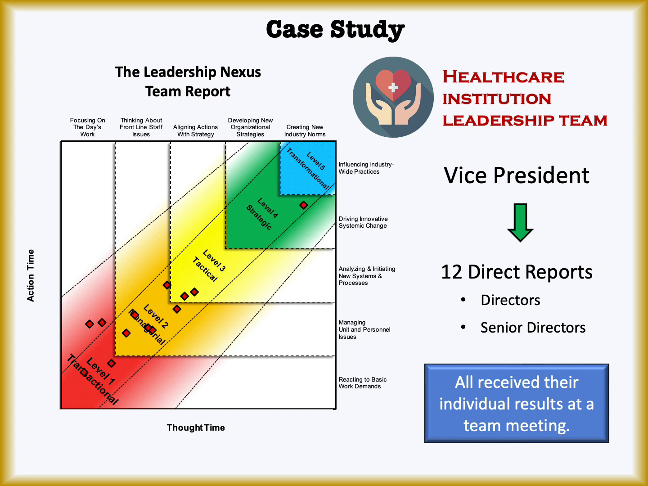all of the individual results without names and the score of a generic vice president, the blue circle, as well as that of a generic director, the purple circle. We then shared this report with the entire team during the team development meeting.